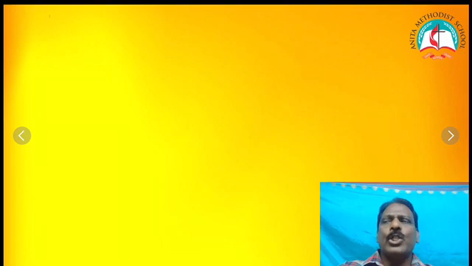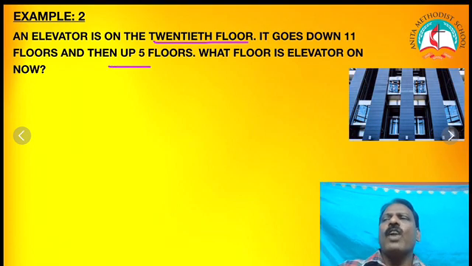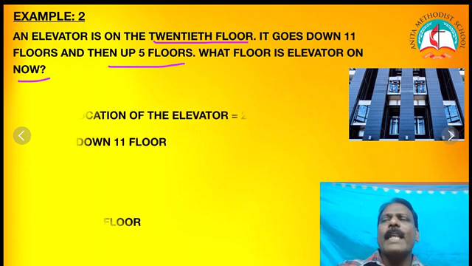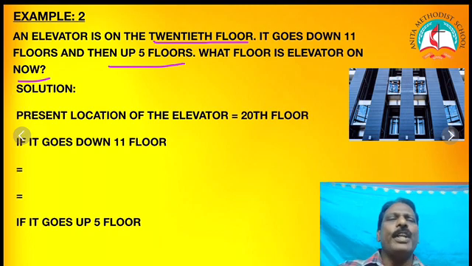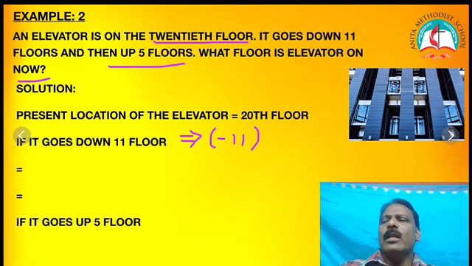Now see example 2. An elevator is on the 20th floor. It goes down 11 floors and then up 5 floors. What floor is the elevator on now? Solution: the present location of the elevator is the 20th floor. If it goes down 11 floors, that implies minus 11. Down means minus, up means plus, so it is 20 plus minus 11.